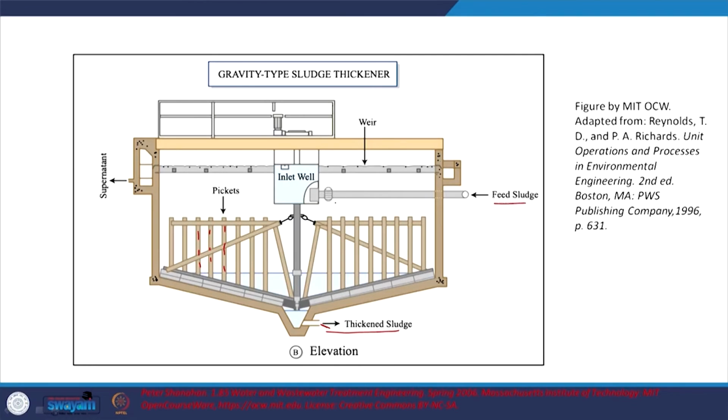So, feed sludge coming in, and then you are going to have the sludge blanket somewhere here or such, and then the underflow out here, and the supernatant obviously it is going to be removed in this way. So, that is something to keep in mind.